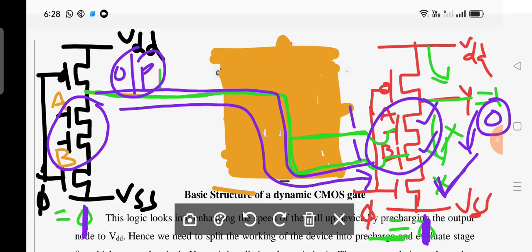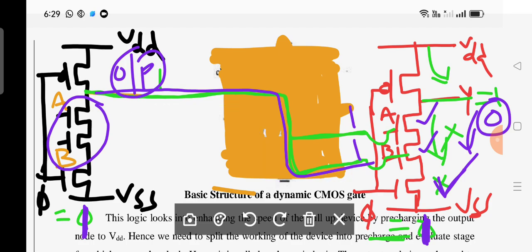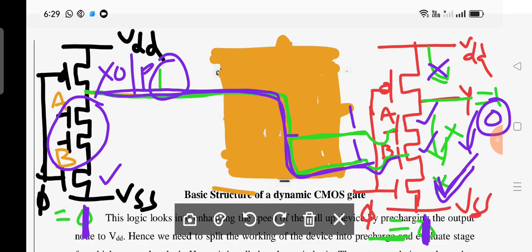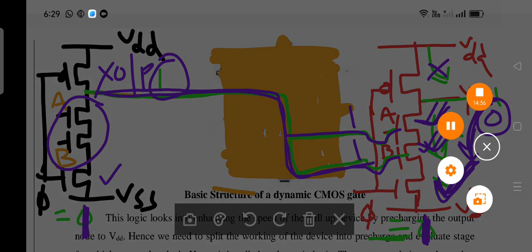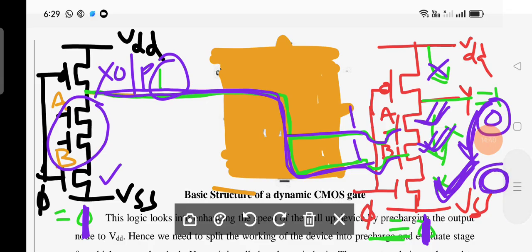Once again I am telling, carefully observe what I am trying to tell here. When pi is equal to 1, this transistor will be turned on, this transistor will be turned off. Here also this will be turned off, this transistor will turn on. But previously what is the output this network is producing? 1. Therefore this 1 is moving to A and B of the next stage. Then this transistor will be in on condition. Since this is on, you have a path, it reaches 0.